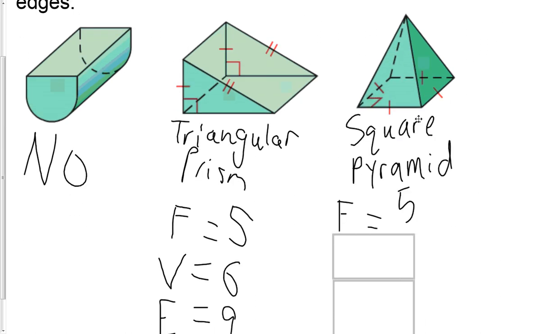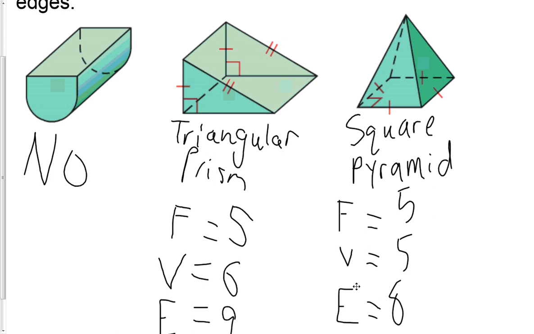Vertices: 1, 2, 3, 4 on the bottom, 1 on top for 5. And then we're going to have 8 edges, 1, 2, 3, 4, 5, 6, 7, 8, kind of counterclockwise there. 8 edges.